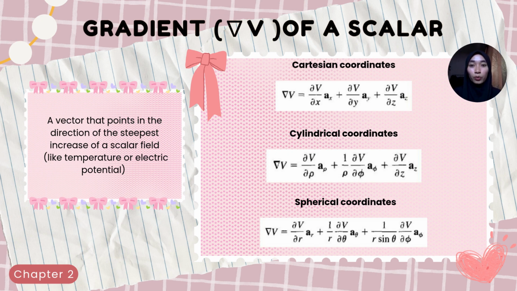Now, we enter operation territory with the gradient denoted as del V. The gradient operations apply to a scalar field like temperature and turn it into a vector that points directly toward the steepest rate of increase. This slide shows the exact partial derivative formulas used to find the gradient across all three coordinate systems.